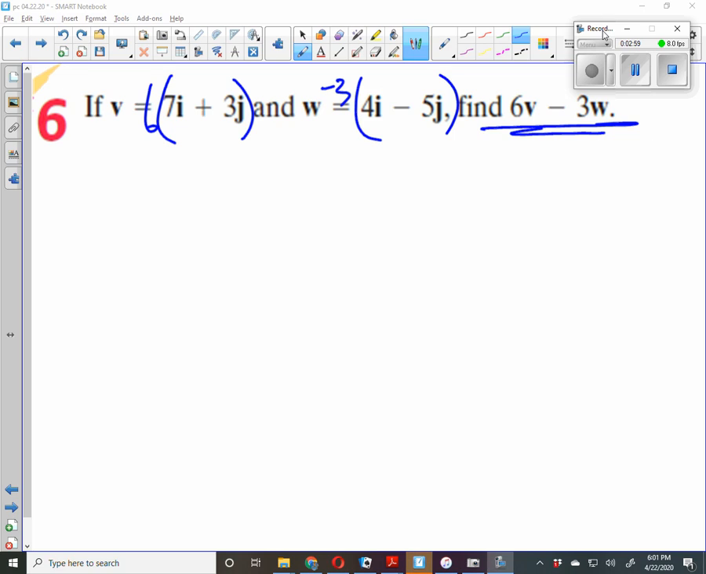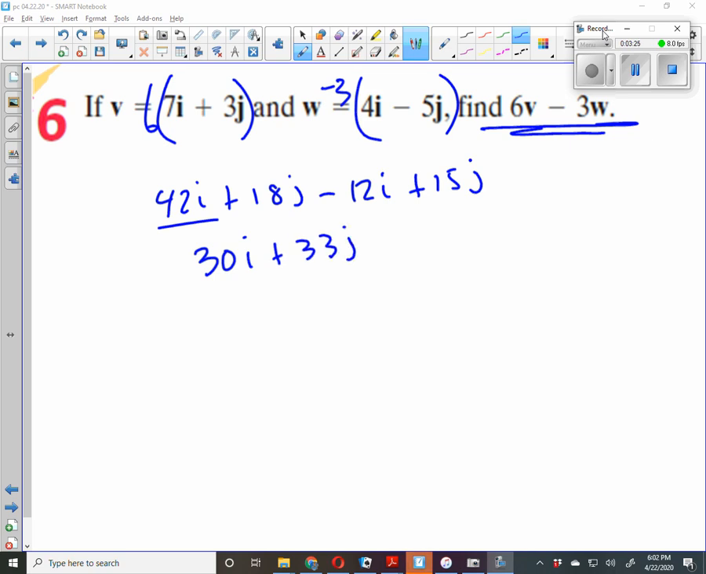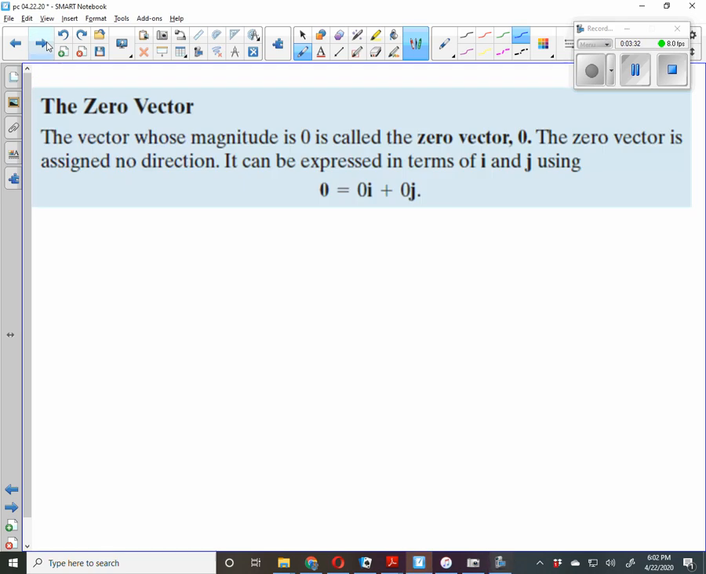So this becomes, if you will, 42i plus 18j minus 12i plus 15j. And we can collect like terms pretty easily. 42 minus 12 is 30i. 18 plus 15 is plus 33j. All right, so again, pretty straightforward.